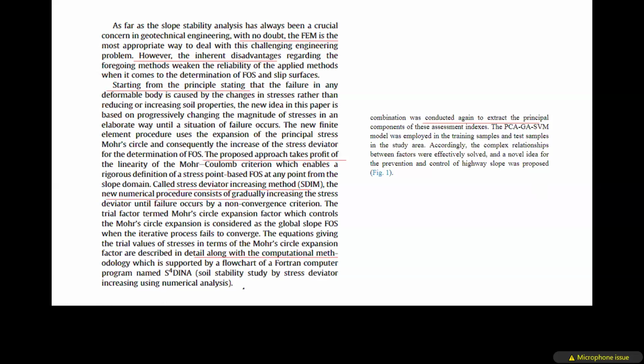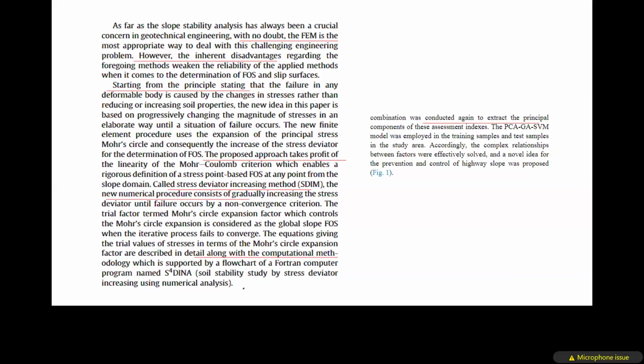Now on the right hand side, this is a very short write-up, a very compact write-up, right? Now just have a look at this write-up. Blah blah blah. Combination was conducted again to extract the principal components of these assessment indexes. The PCA-GA SVM model was employed in training samples and test samples in the study area accordingly. The complex relationships between factors were effectively solved, and a novel idea for the prevention and control of highway slope was proposed. Now, in this they are using modern AI techniques, right?